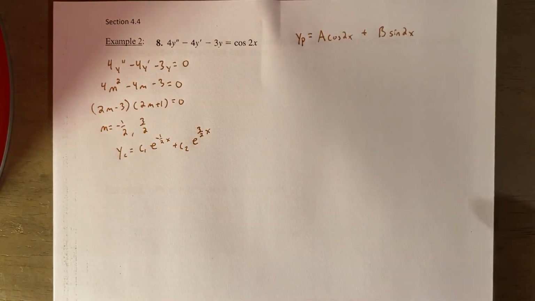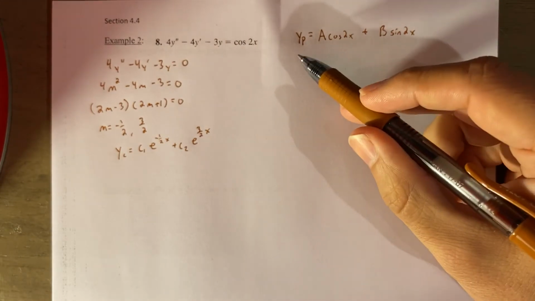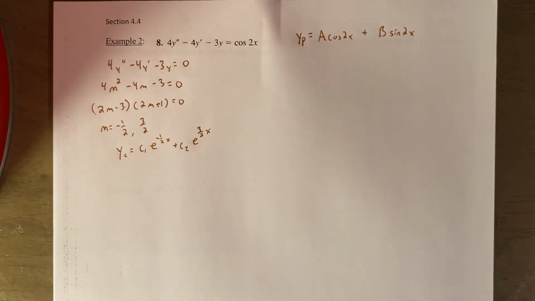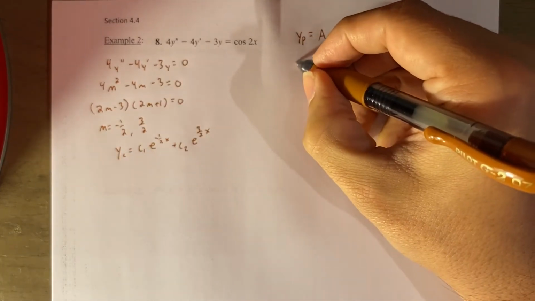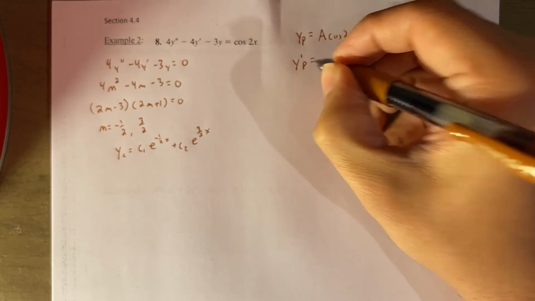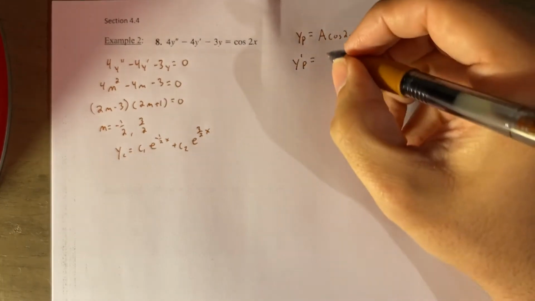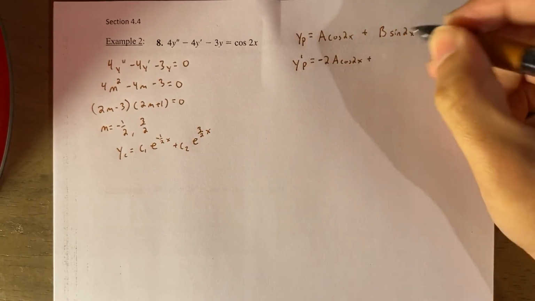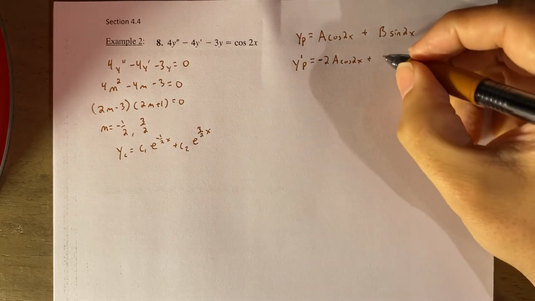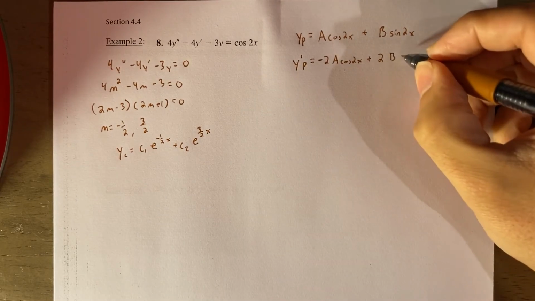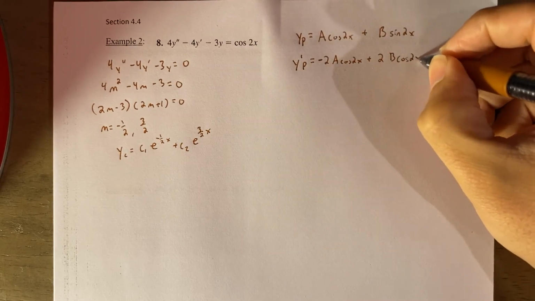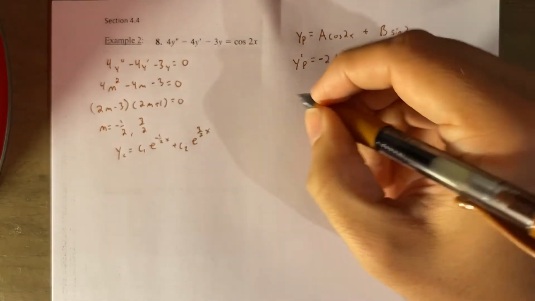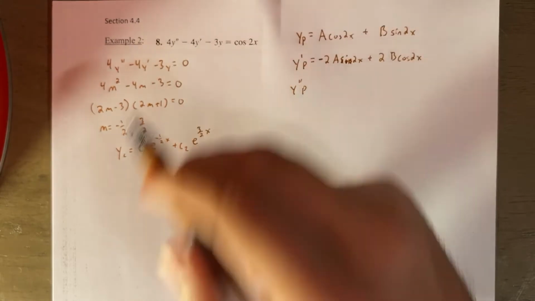Now to find the particular solution. To find the particular, once we have our y sub p already, we need to take the derivative so that we can determine our coefficients. So we have y prime of p equals, take the derivative of a cosine 2x, is going to be minus 2a sine 2x. Derivative of b sine of 2x is going to be 2b cosine of 2x. And then take the derivative one more time because it's a second derivative there.